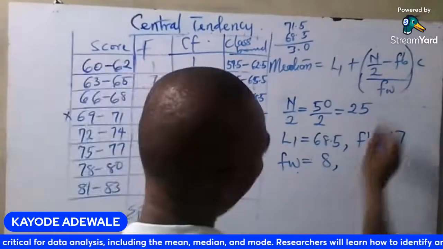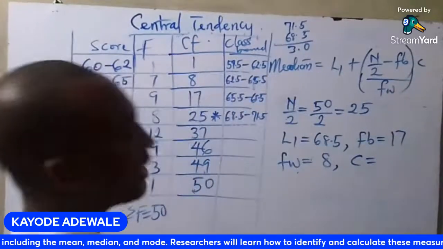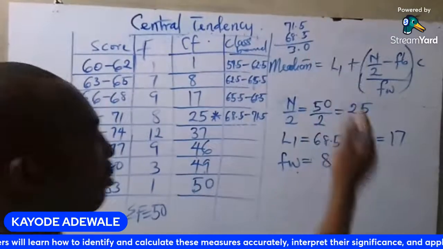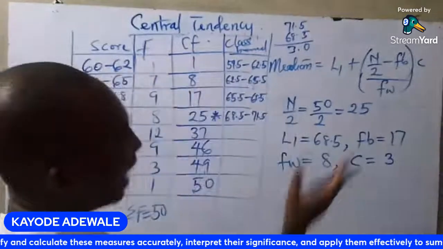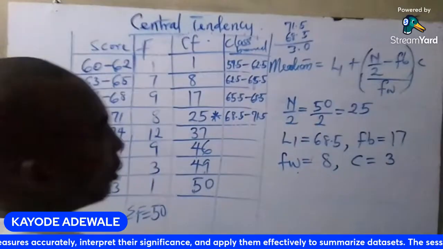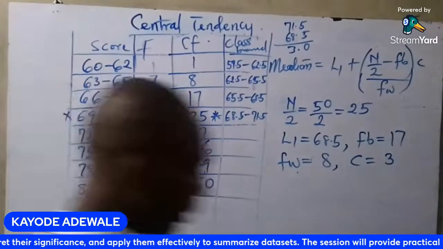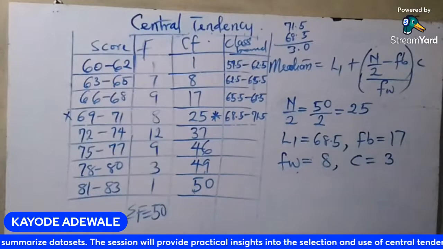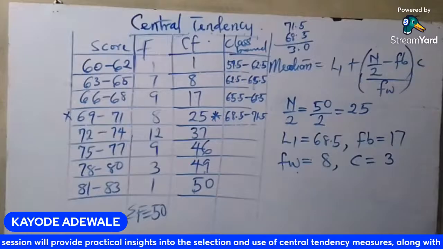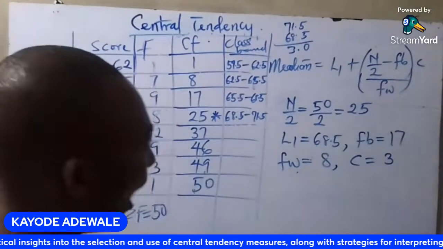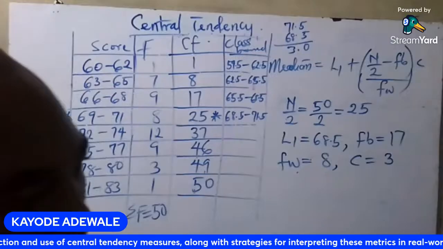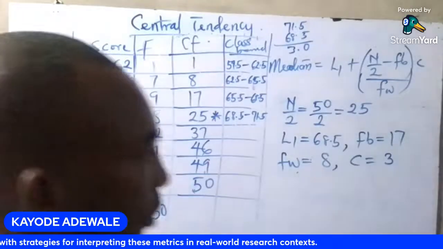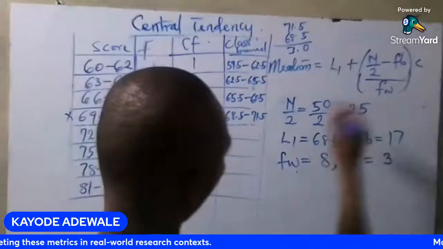The next thing after that is to get your C. Your C simply means the class size, which you have got here: 60, 61, 62. So the class size is just 3. Now let's pack everything into this formula. In any examination that has to do with statistics, you will need your scientific calculator, not the calculator on your phone. No examining body will allow a phone in the examination. So let's pack everything into the formula.